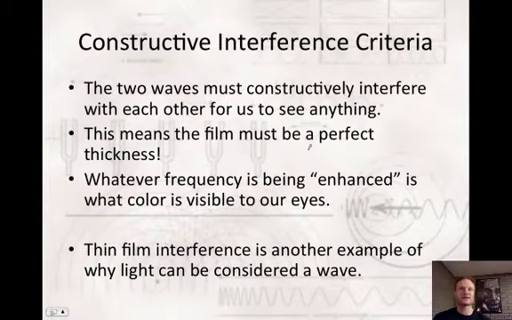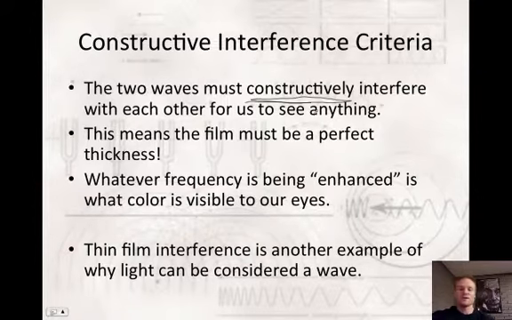It is a complex thing to wrap your mind around, but if you just think about it for a while and go through what I just said, I think it'll make sense. There is some criteria for this constructive interference to actually occur. The two waves must constructively interfere with one another for us to see anything. If they destructively interfere, they cancel each other out, and you wouldn't see that color, for instance. So if red is being canceled out, you will see no red. But if purple, for instance, is being enhanced, or constructively interfered, you'll see a lot of purple.